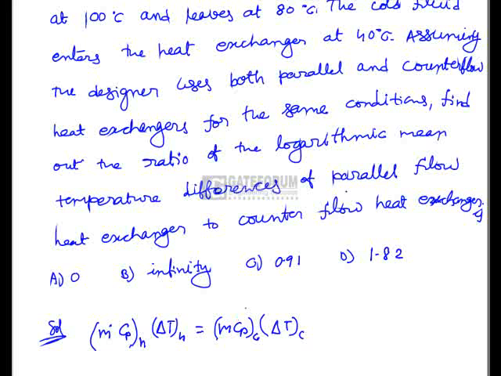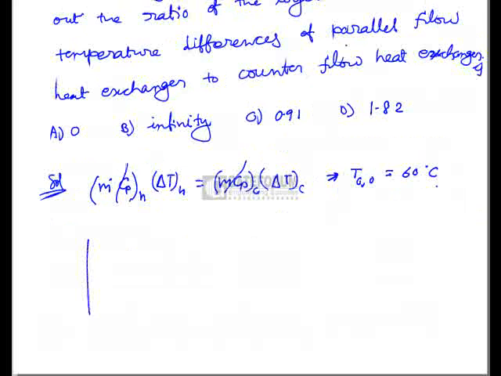So here m Cp of both the fluids are equal, that is heat capacities of two fluids are equal, so that m Cp gets cancelled and delta Th is equal to delta Tc. Here delta Th is 20 degrees centigrade and delta Tc must be 20 degrees, so that the outlet of the cold fluid is at 60 degrees centigrade. Now here the designer uses both parallel flow and counterflow heat exchangers. Now first draw the parallel flow heat exchanger.